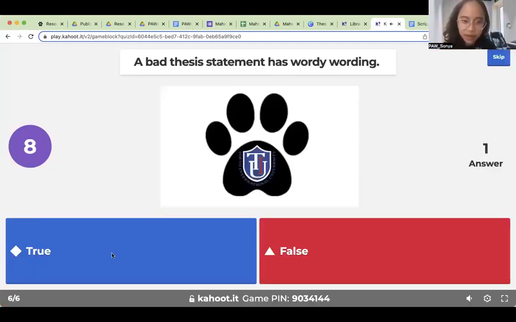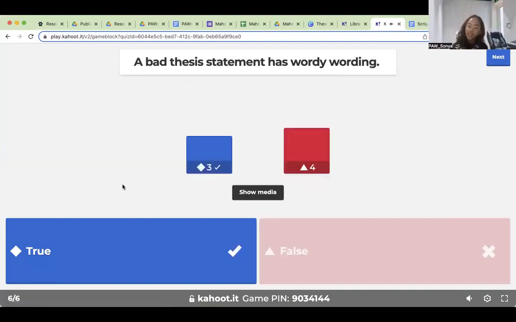A bad thesis statement has wordy wording. What is wordy wording, Masa? Wordy wording is something that is a bit convoluted, a bit complex. Yeah, guys, it's actually correct that a bad thesis statement has wordy wording. Masa, you want to explain that a little bit? Yeah, so this basically means that a good thesis statement should be clear, it should be simple, and it should directly convey the idea you're trying to get across in your essay.